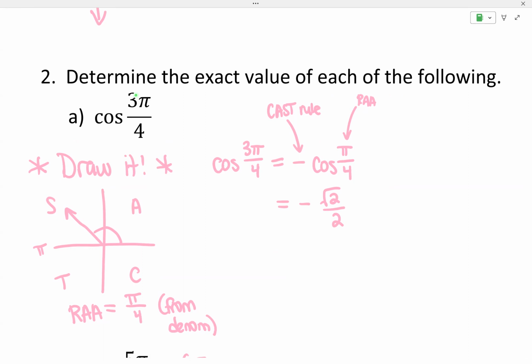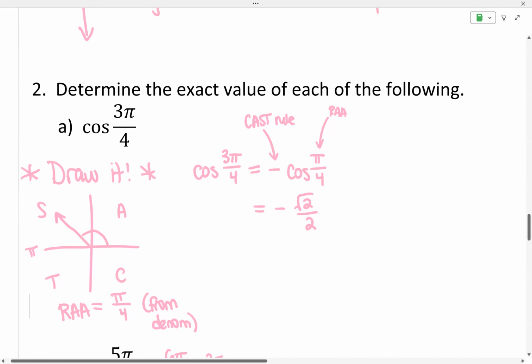So we draw it. We know cos of 3 pi over 4 is going to be related to cos of pi over 4. And because it is in the S quadrant, we know it is going to be negative. And we can either use our special triangles or whatever other method we want. Keep in mind that that's the same as -1 over root 2. I don't have a preference for which one you use.